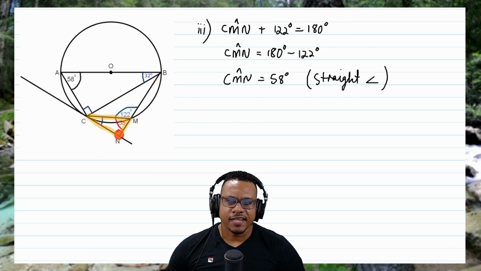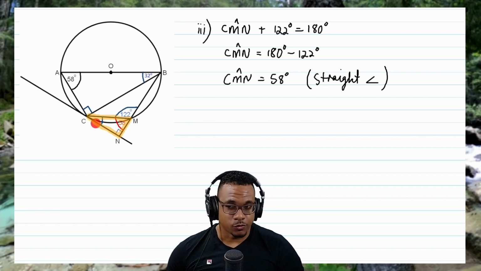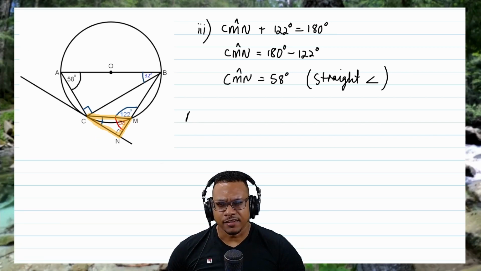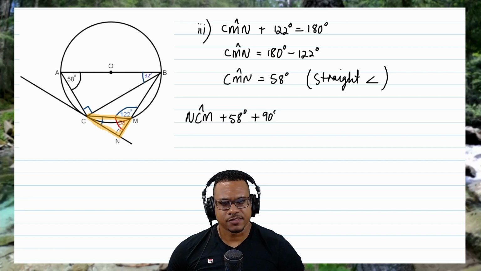So now I have that this 90 degrees plus this 58 degrees plus this angle NCM, which is the angle we want to find, must add up to 180 degrees. So I'll have angle NCM plus 58 degrees plus 90 degrees is equal to 180 degrees. So 58 degrees plus 90 degrees is 148 degrees.